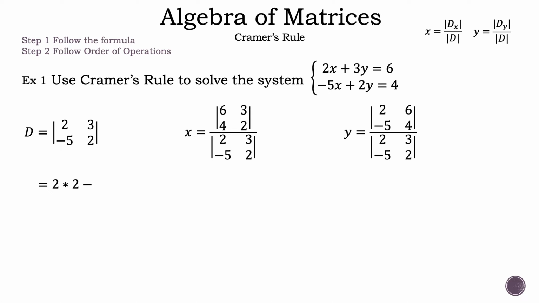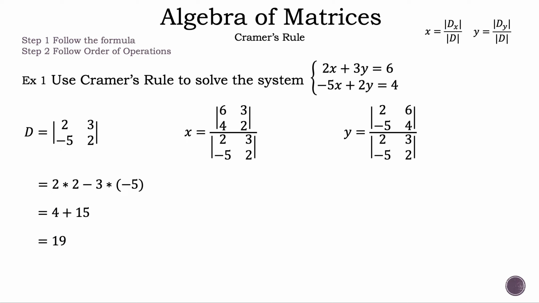Now let's simplify what we have so far by beginning with the determinant of the coefficients and multiplying 2 times 2 and subtracting 3 times negative 5. And now we have 2 times 2 minus 3 times negative 5. 2 times 2 is 4, and minus 3 times negative 5 is positive 15. And now we have 4 plus 15, and the result of that is 19. And that is the determinant of the coefficients.